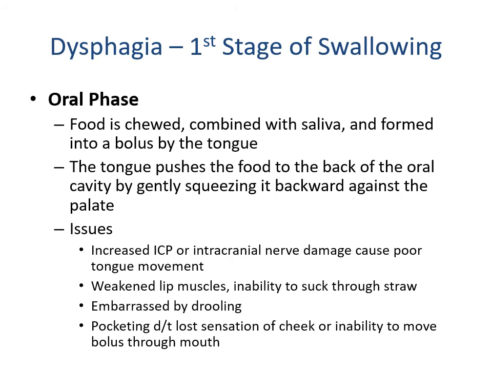So in the oral phase, food is chewed, combined with saliva and formed into a bolus by the tongue. The tongue pushes the food to the back of the oral cavity by gently squeezing it backwards against the palate, which is just the fancy word for the roof of the mouth. So issues that can occur here are that increased intracranial pressure or intracranial nerve damage can cause poor tongue movement. We can have weakened lip muscles and the inability to use a straw. Patients may be embarrassed by drooling, and so they're choosing not to eat in front of people. And pocketing due to a loss of sensation of the cheek or inability to move the bolus through the mouth, again because the tongue has poor movement.